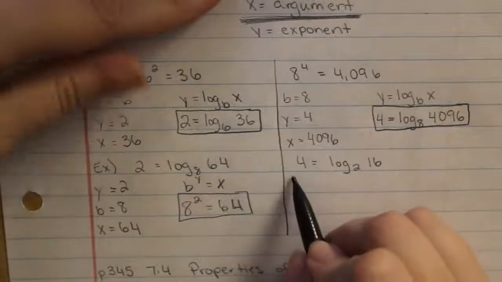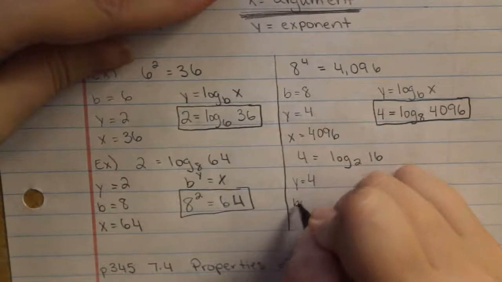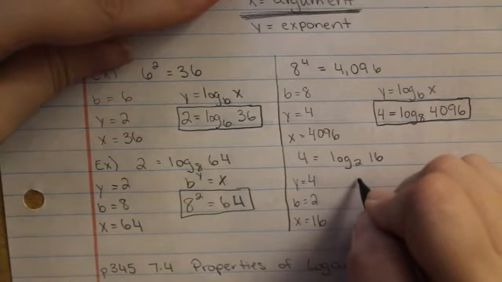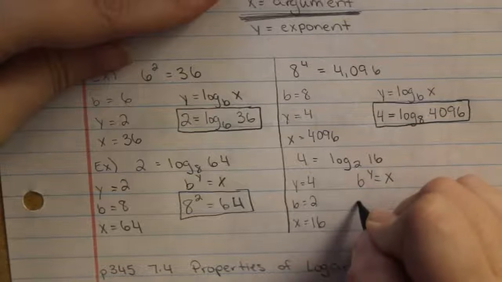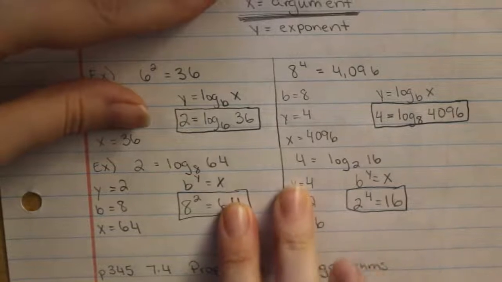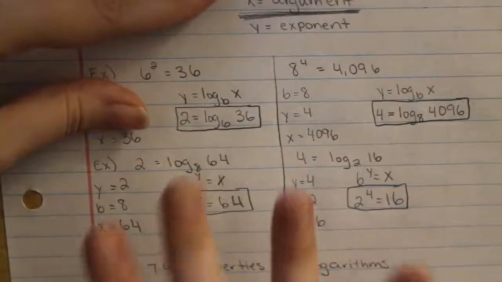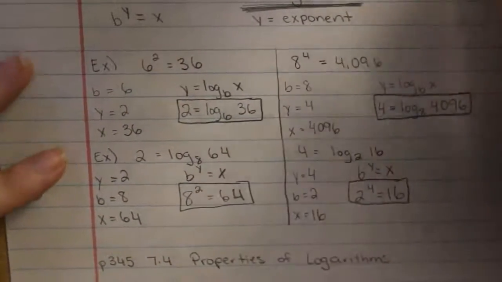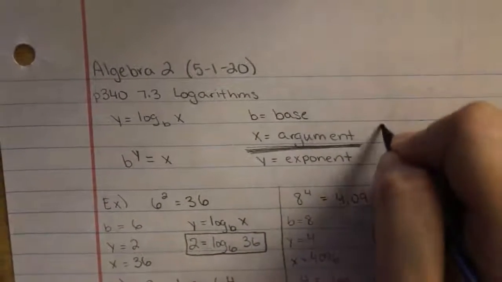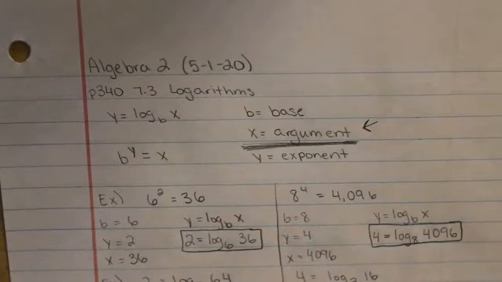Here I've got my exponent is 4, my base is 2, and my argument is 16. If I put that in right, it's going to be b to the y equals x, 2 to the 4th equals 16. And if we do 2 times 2 is 4, times 2 is 8, times 2 is 16, we can see that 2 to the 4th power actually is 16. That's all from 7.3. You have to be able to go between these two forms. I will pause right here for a second. Make sure you know that this is the argument and where it's located in both of these problems, okay?